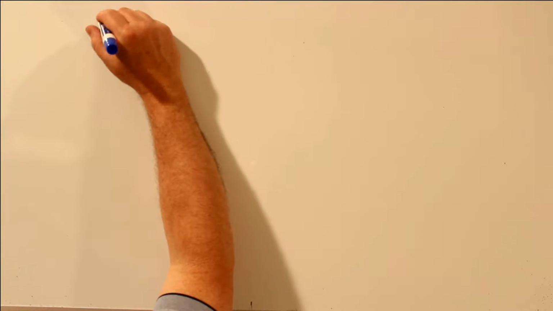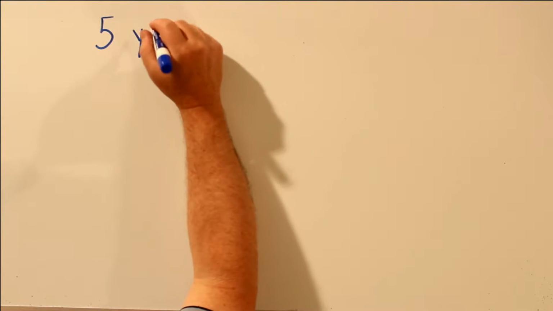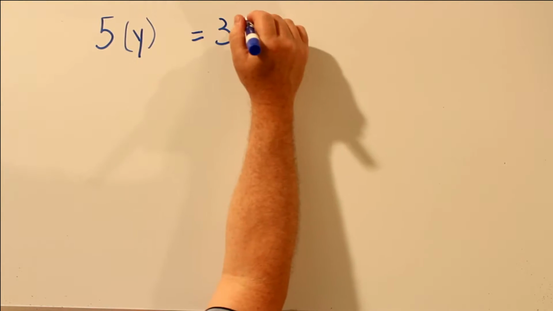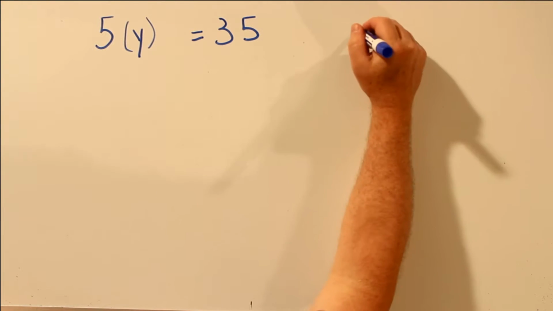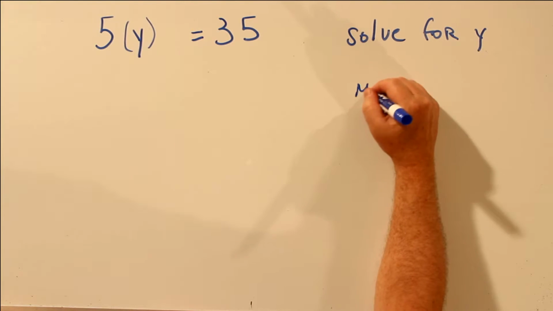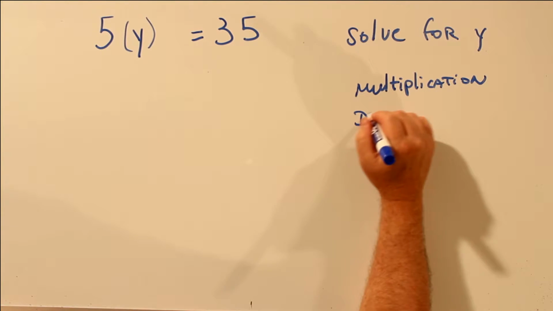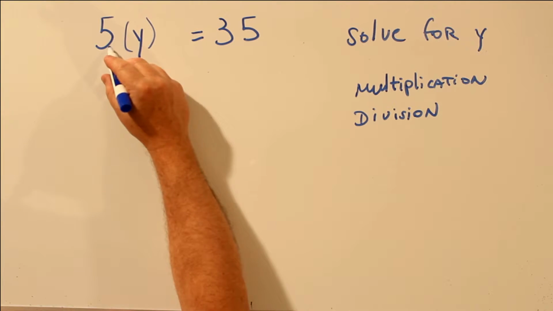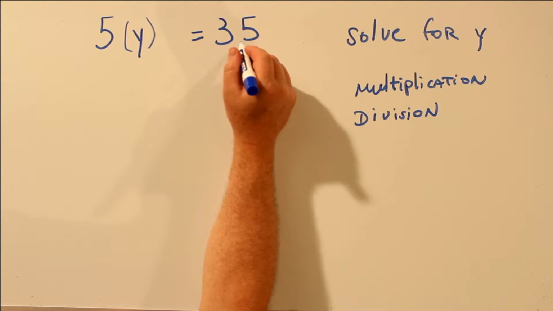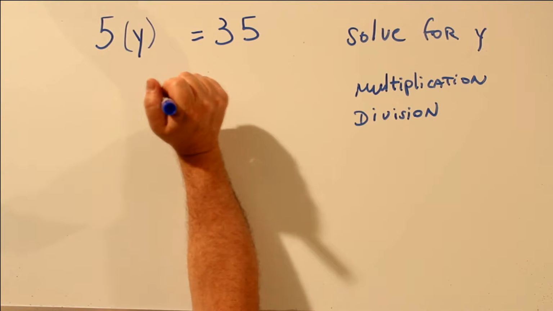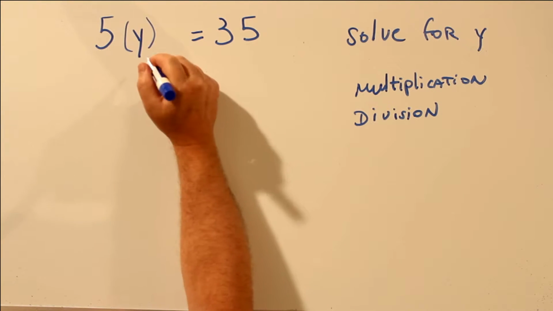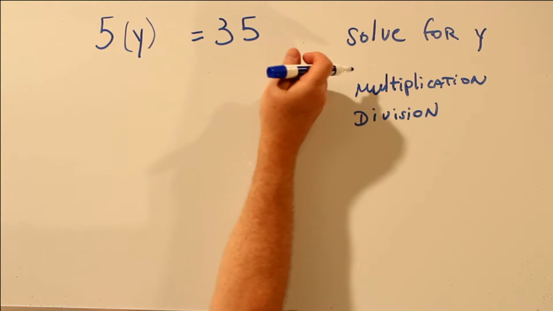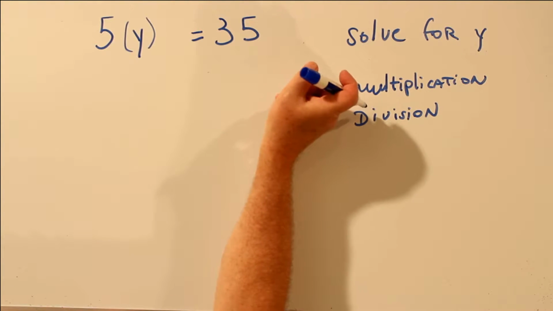Solving one-step equations can also involve multiplication and division. We can have 5 times y equals 35, and we want to solve this equation for y. Well, multiplication is undone by division, and division is undone by multiplication. In this case, we're looking at 5 multiplied by y equals 35. In order to get y by itself on this side of the equation, we have to undo the multiplication, and multiplication is undone by division.